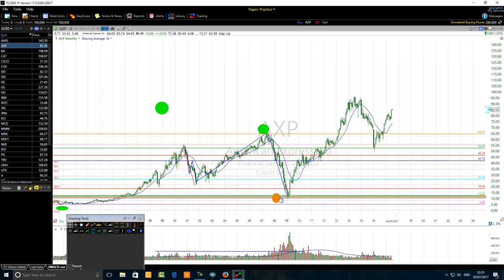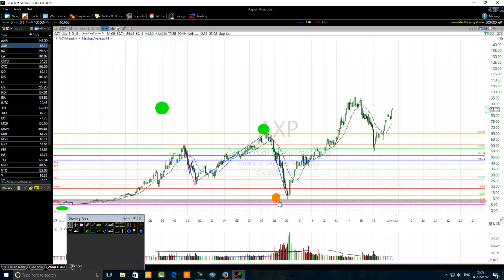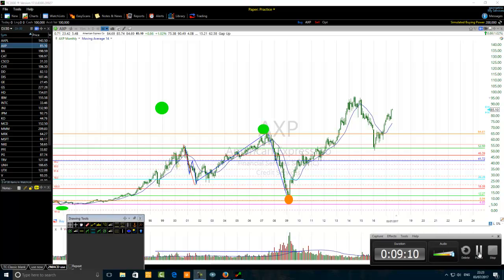Now the question is, how do we combine the flat correction and the volume bar? Okay, hold on a second. I'll be back in a second and we'll talk about it.